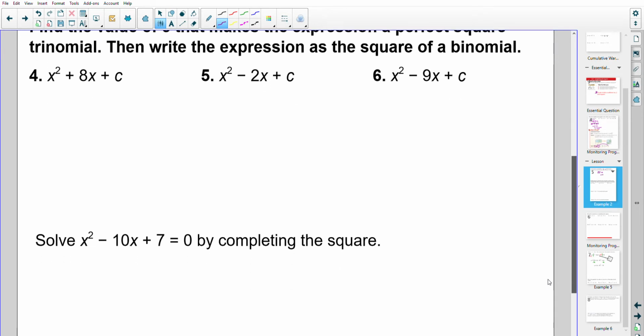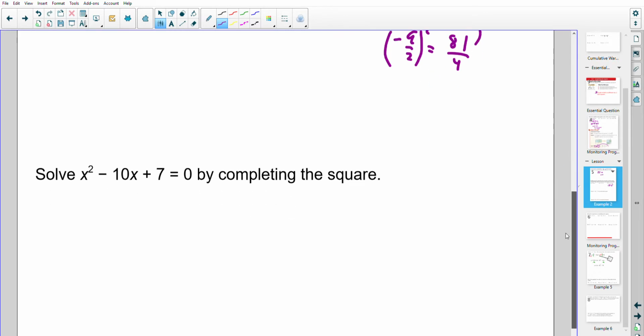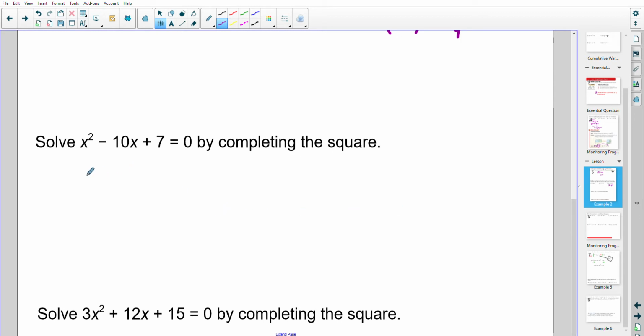Again, dividing by 2 and squaring. If I were to do negative 9 divided by 2 and squared, notice this is always going to be positive. So that's going to equal 81 over 4. That's what your C is equal to. Now, how do you use that to solve an equation? Divide by 2 and square.